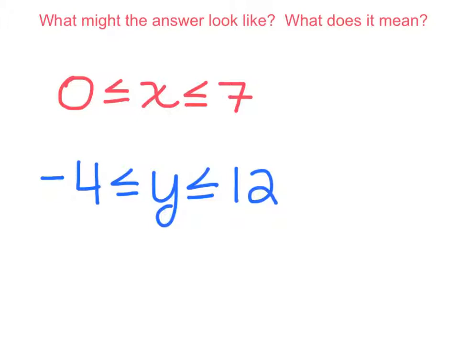y wouldn't be allowed to be 13 because that's bigger than 12, and it also couldn't be -5 because that's less than -4. Go on to slide 4.